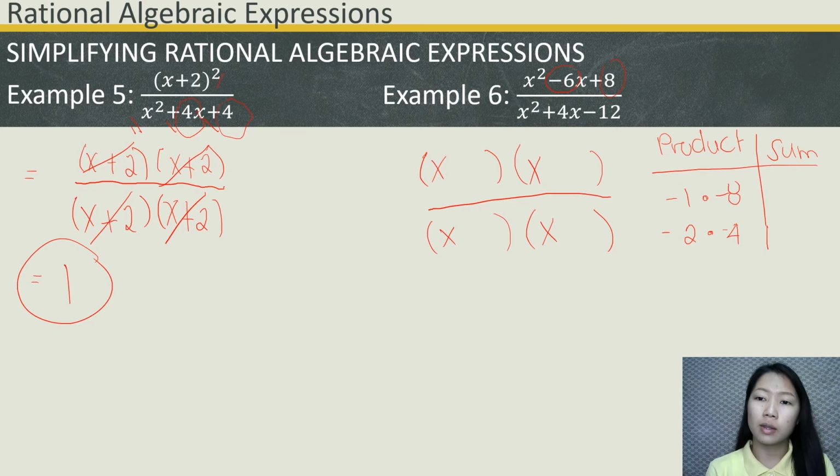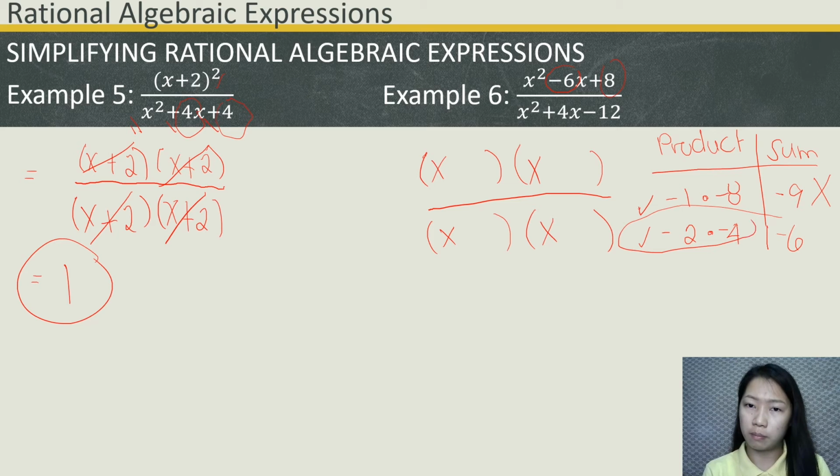Negative. So, ano ang sum ng first factor natin? Negative 9. At mali siya. Dapat negative 6. So, hindi na siya. Ano ang sum ng product natin ng pangalawa? Negative 2 plus negative 4, negative 6. Ito yung gagamitin nating factor. Minus 2 times x minus 4.